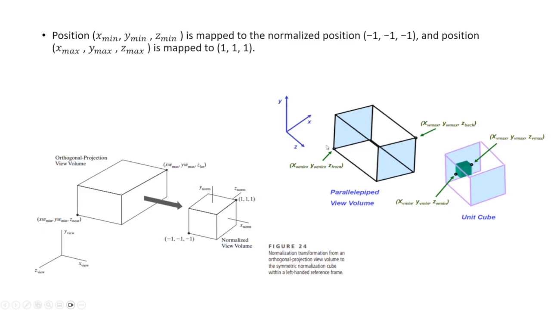In this example for the normalization transformation, we assign the position xmin, ymin, and dmin to be mapped to the normalized position (-1, -1, -1), and the position xmax, ymax, and dmax will be mapped to (1, 1, 1). So it will look like Figure 24.